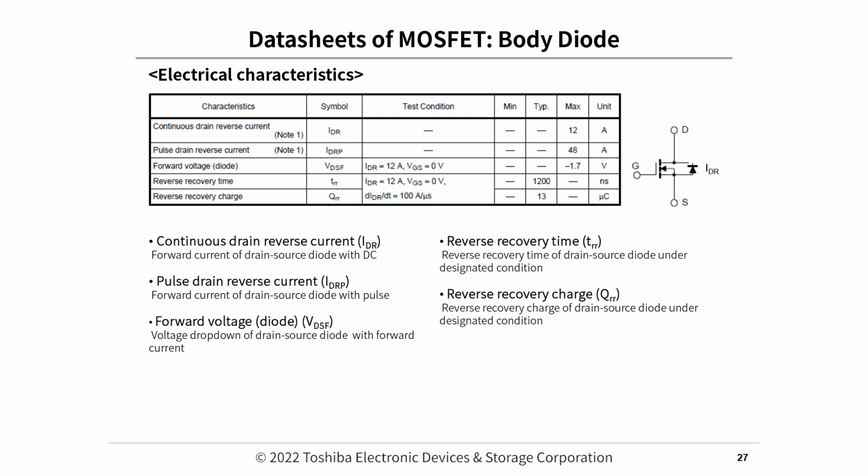Datasheets of MOSFET, body diode. This table summarizes the electrical characteristics of body diodes. For example, drain reverse current and reverse recovery time are included.